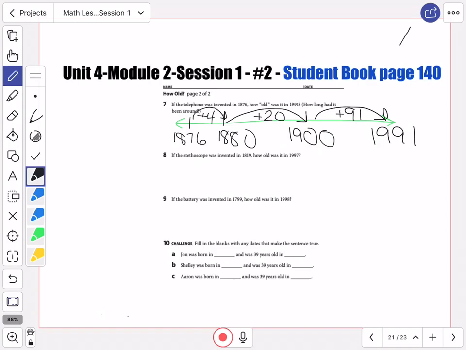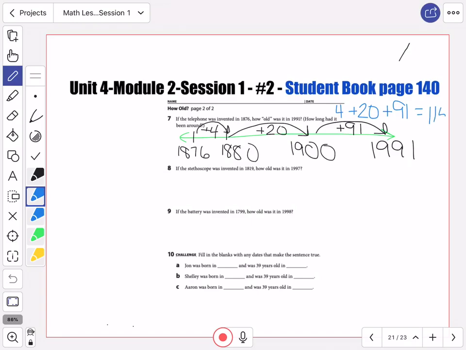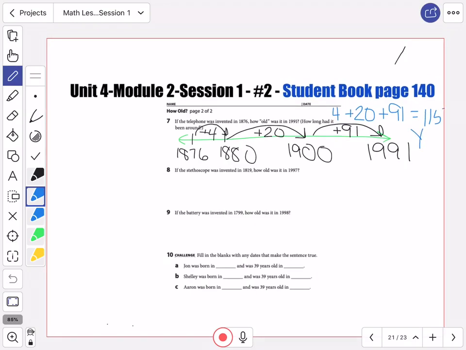So if I go and add these together now, 4 plus the 20 plus 91, that, my friends, equals 115 years. So that means that the telephone, which was invented in 1876, how old was it in 1991, and how long had it been around? It had been around for 115 years. That's crazy. All right, so moving on to the next one.